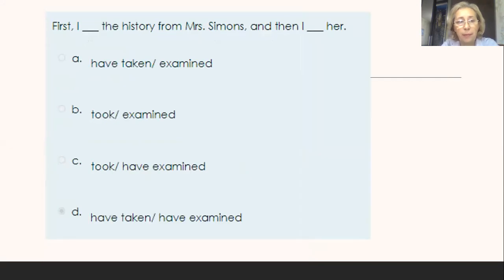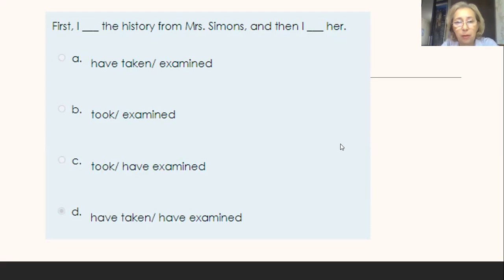So, some grammar issues. I mean that there were given some sentences and we had to differentiate between the present perfect and past simple tenses. So in this sentence: first I took the history from Mrs. Simons, and then I examined her. I mean that here we have the succession of actions. If we describe a succession of actions, we should use past simple.